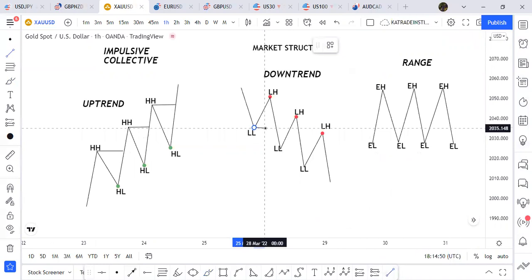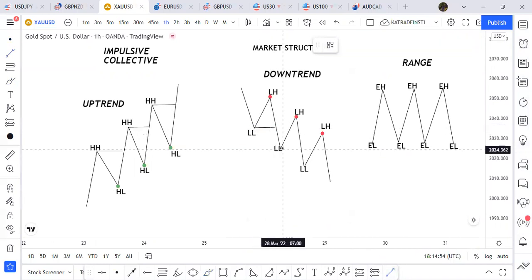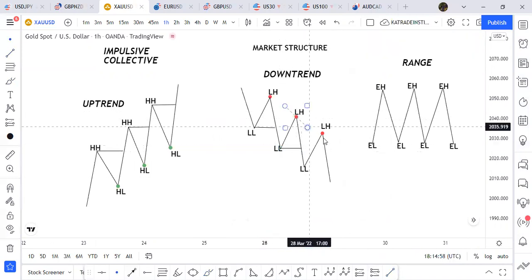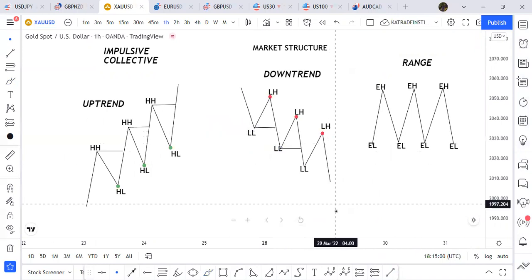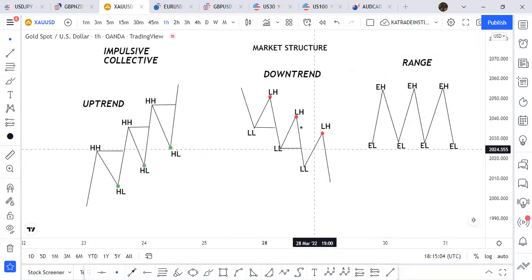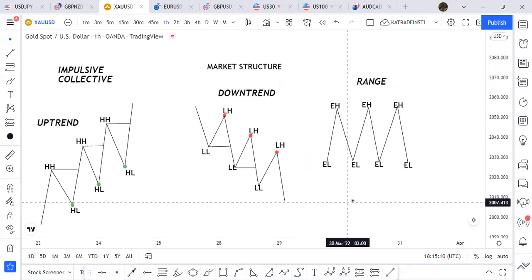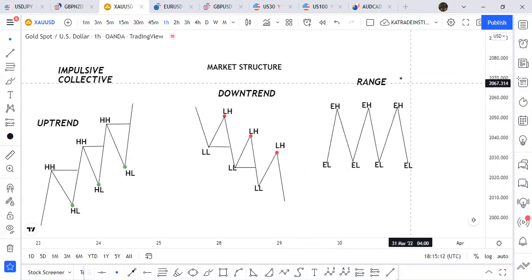So under the downtrend, remember we said price keeps breaking the lower lows, right? We got a breakout from the lower lows, and then the lower highs will keep on increasing, meaning we will continue getting valid lower highs. Price will break out from one of them, and then we have a range market or a range structure.